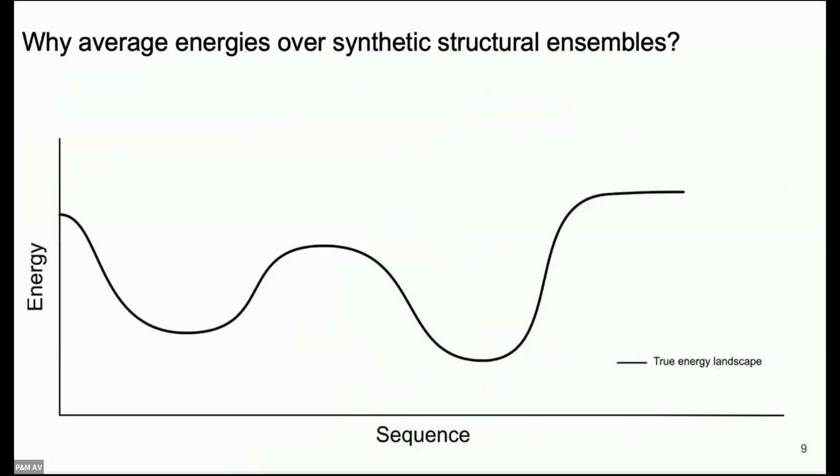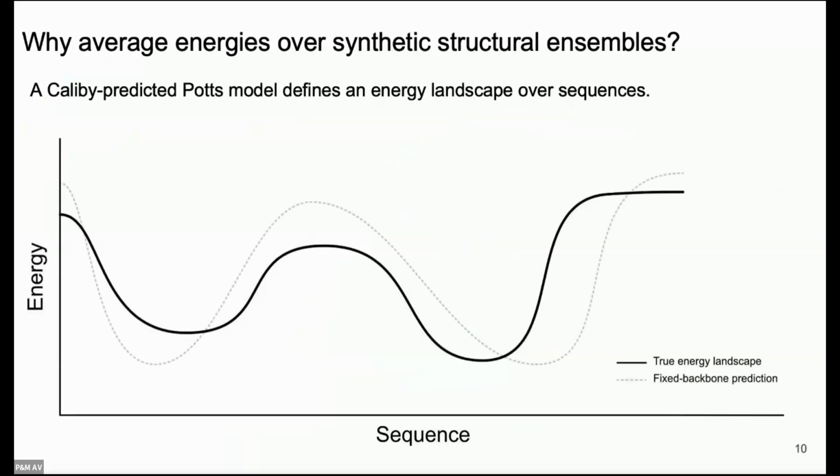So we average over synthetic structural ensembles because what we want to do is isolate structural constraints during sequence design. To illustrate what I mean, for a given fixed backbone, you can visualize the energy landscape over the space of possible design sequences. A low energy sequence would mean that this sequence is a good and stable sequence for this backbone. When you run Caliby on a fixed backbone, it produces a POTS model that basically defines an energy landscape over the space of possible sequences for this backbone.